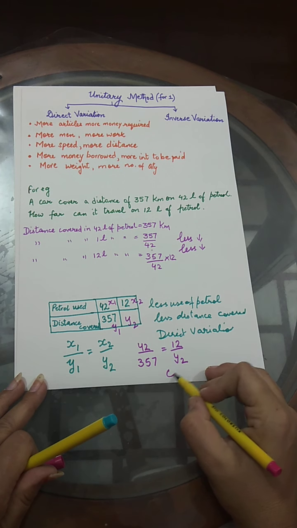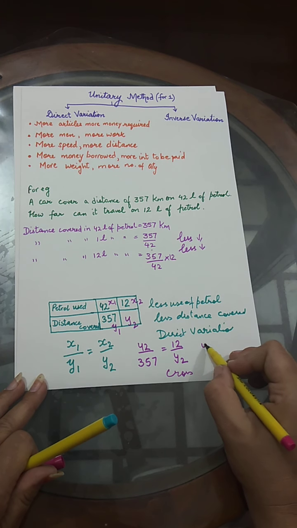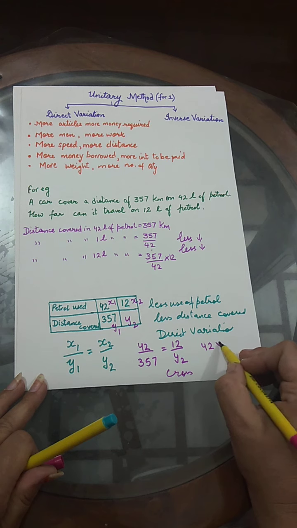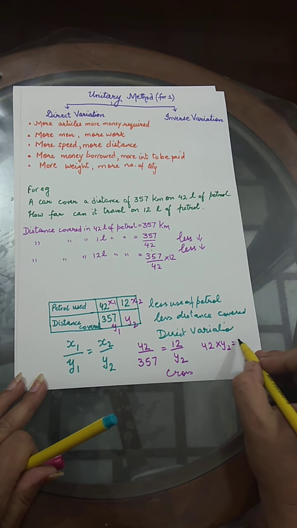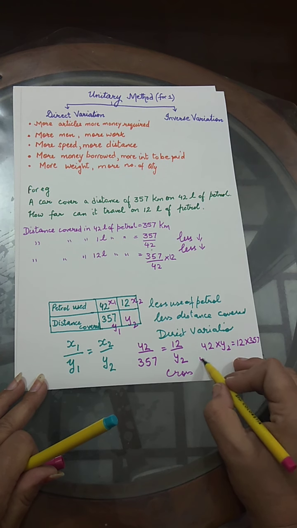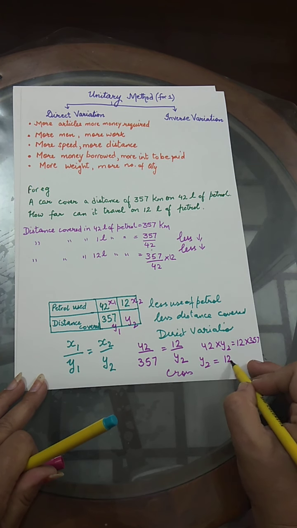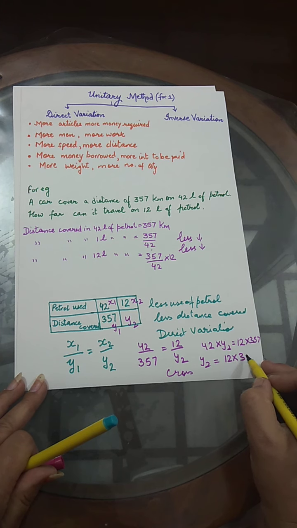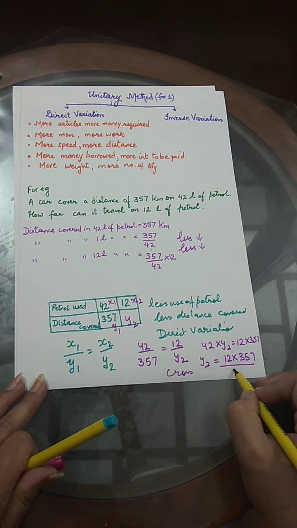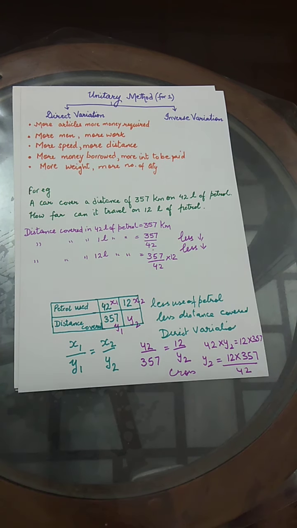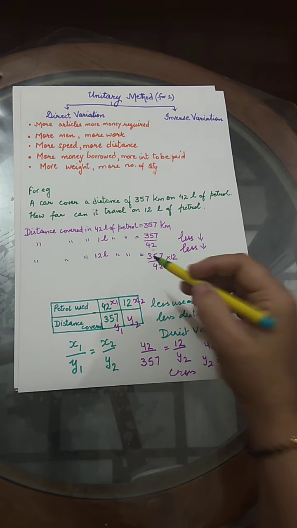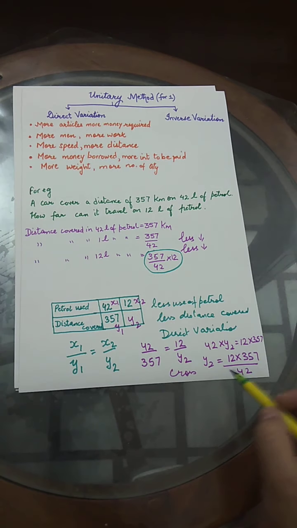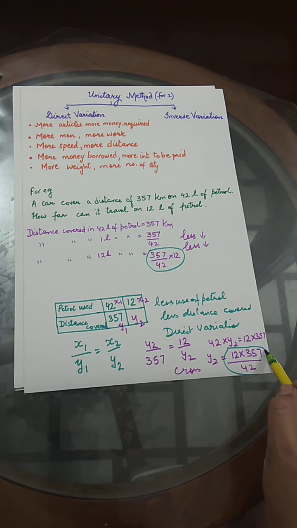The way to solve is the same as we solve equations. We will cross multiply, and when you cross multiply, it will come 42 into y2 is equal to 12 into 357, and y2 is equal to, when you bring 42 to the other side, it will be divided. You can see that the final equation you got from both the methods is the same. See, compare, it is the same. So you can solve this sum any way you want to do.